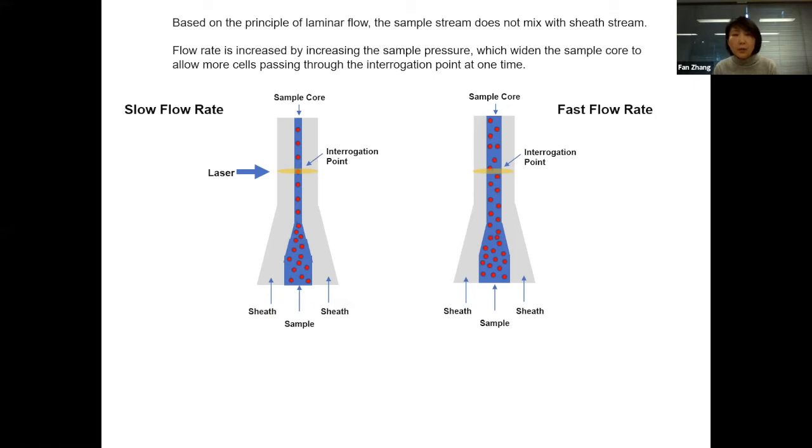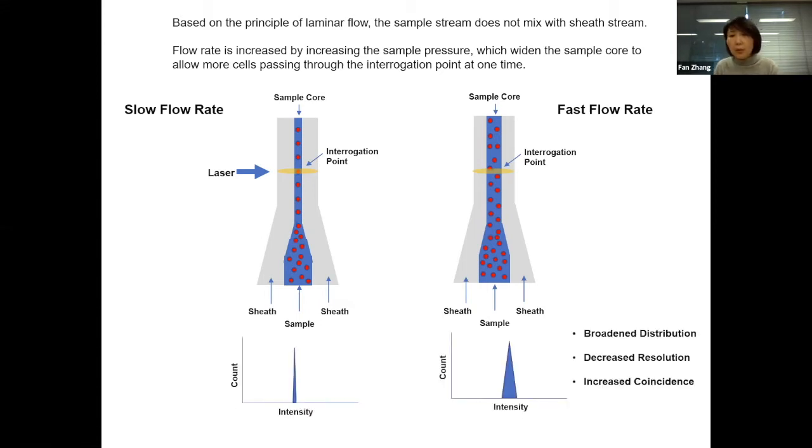So sometimes, in order to increase the sample input rate, the sample core is widened by increased sample pressure. The widened sample core comes with consequences. The data shows broadened distribution and decreased resolution. The signal can be aborted because of the increased coincidence.